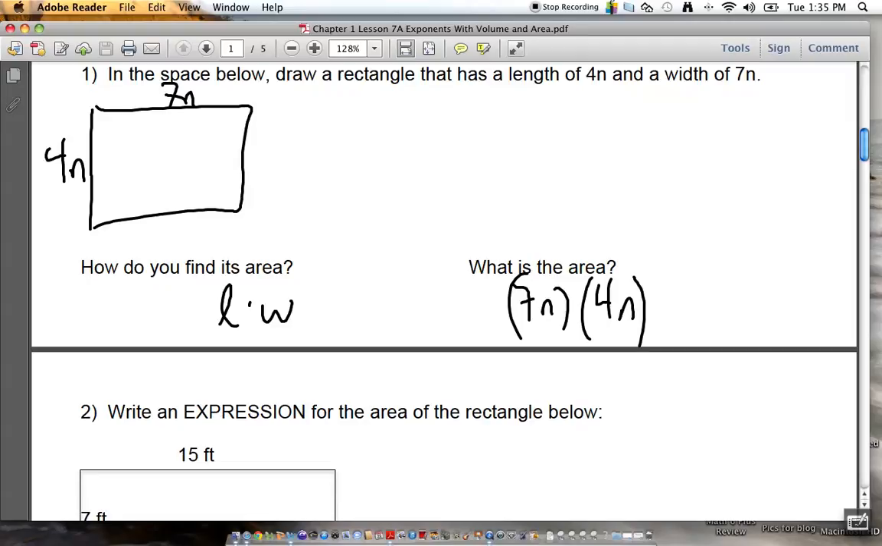28n. 28, not n. And what's the exponent here? 1, right? What's the exponent here? 1. Now, pretend this had nothing to do with the rectangle for a minute. And I just gave you the question, do 7n times 4n. Isn't the rule to multiply coefficients and add exponents? Are you with me on that? Right? Everybody say it. Multiply coefficients, add exponents. What is a coefficient again? The number in front. So 4 times 7 is 28, and n to the first times n to the first, I add exponents, is n to the second. So we should get, for the area, 28n to the second.